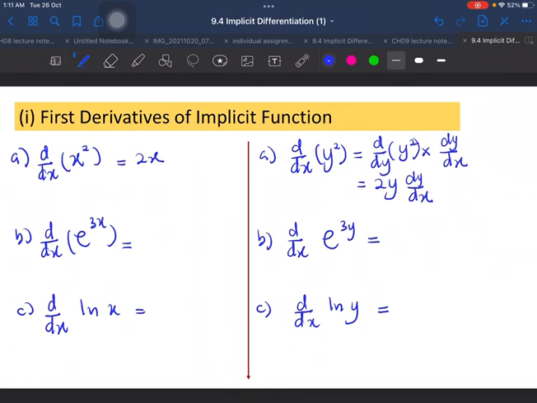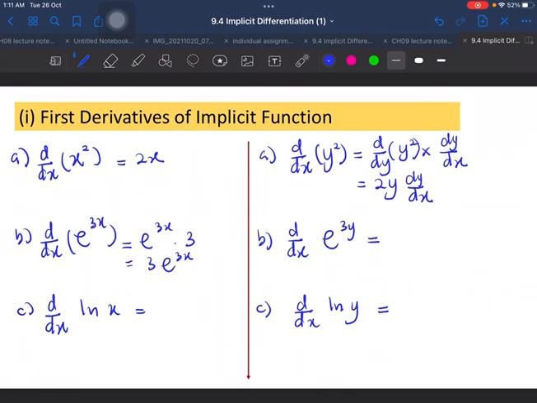Okay, for b we have d over dx of e to the power of 3x. With respect to x, we know the answer is e to the 3x multiplied with the derivative of 3x, which is 3, and then we simplify, we can write it as 3e to the 3x.